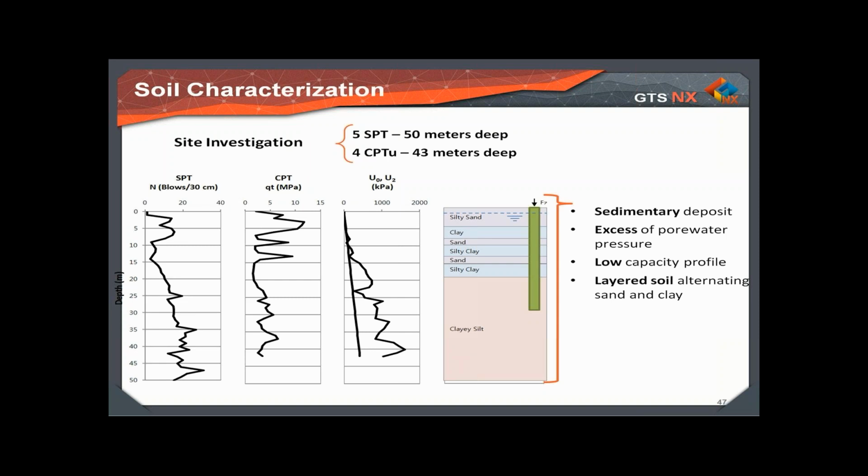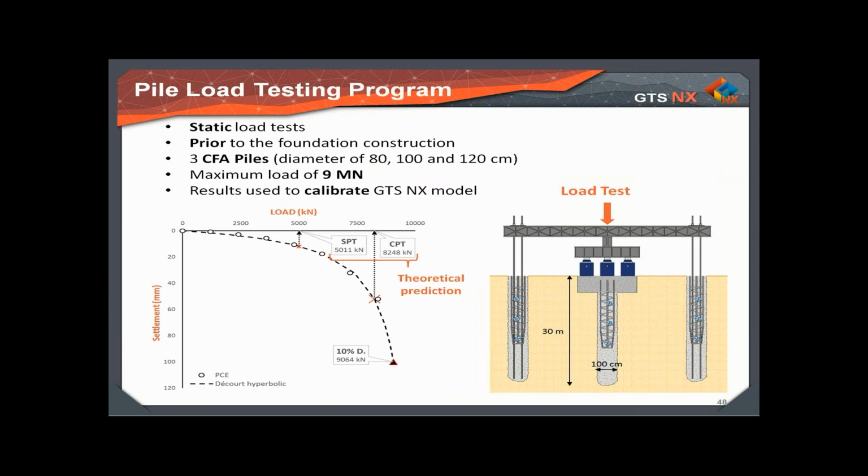With the results of the piezocone test, we can see the excess of pore water pressure starting from depths of close to 40 meters. On the next slide, I will show you some results of pile capacity prediction based on the cone penetration test.